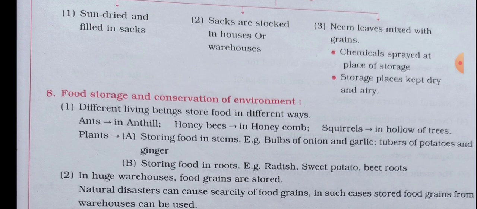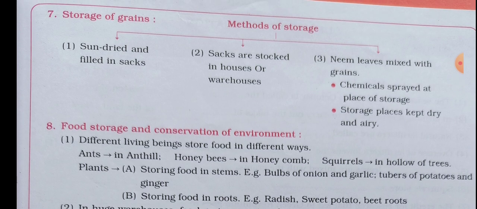Some chemicals can also be mixed in the food grains, so that insects, small ants, will not attack the food grains. And storage places are kept dry and airy. Always remember one point: the excess food grains you have should be kept in airy and dry places. You should avoid wet places, you should avoid damp places.